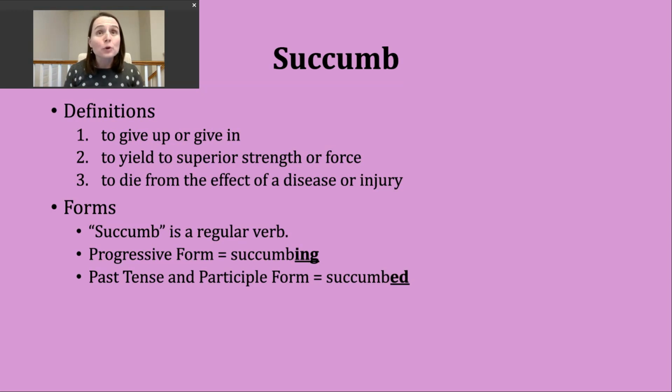To make the progressive form of this verb, all I need to do is add ing to form succumbing. The past tense and participle forms of this verb can be made by adding ed. Our base verb, succumb, ends with an M sound, and this is a voiced sound. So our past tense ending is just going to make a D sound. It should sound like this: succumbed, succumbed.